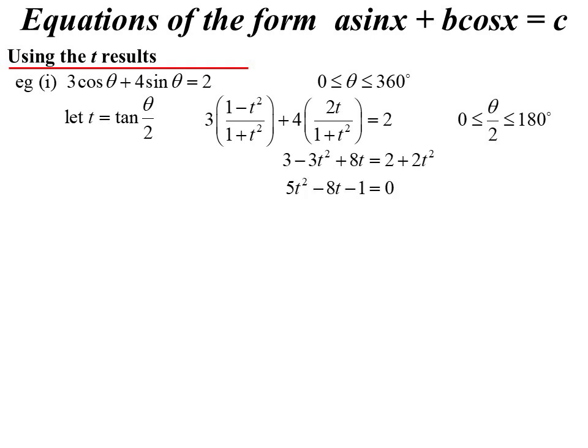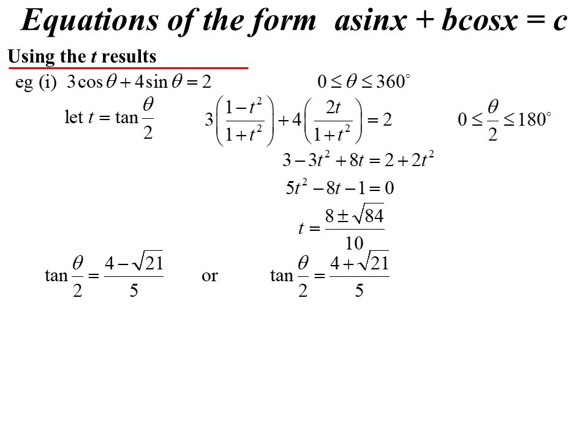And we know, of course, how to solve quadratic equations. So t is 8 plus or minus square root of 84 on 10. That means we've got two possibilities. Either it's, well, when I simplify that fraction down, 4 minus the square root of 21 on 5, or 4 plus the square root of 21 on 5. But here, because theta's in between 0 and 360, and we're using a half angle, we only have to go between 0 and 180 for solutions.